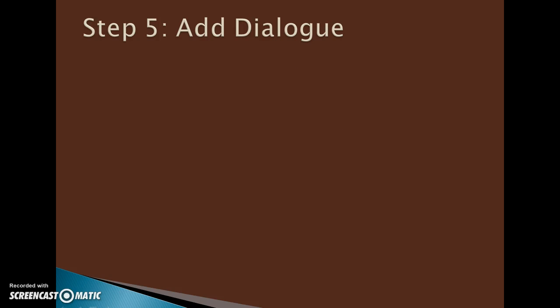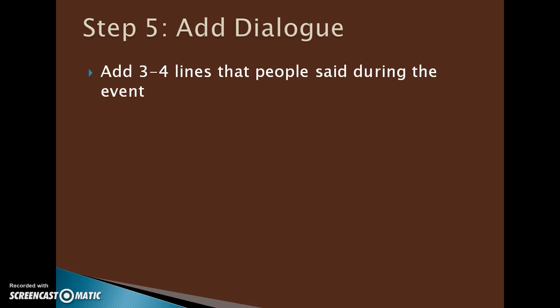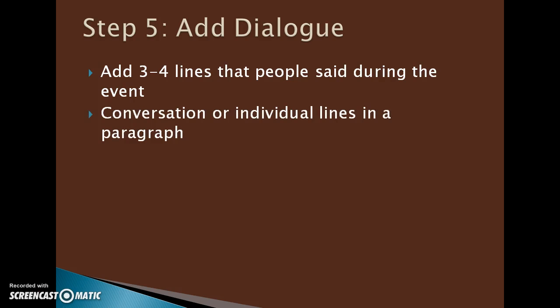The fifth step is to add more dialogue. This is a requirement for the essay. You want to make sure that you have at least 3 lines of what people said during the event, and those are actual quotes from people during the event. This can be in the form of a conversation. So one person speaks, the next person speaks, and then we go back to the previous person. Or just individual lines that are sort of sporadically included in your story.